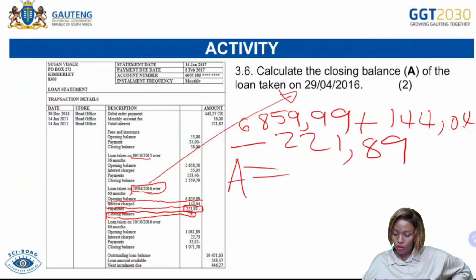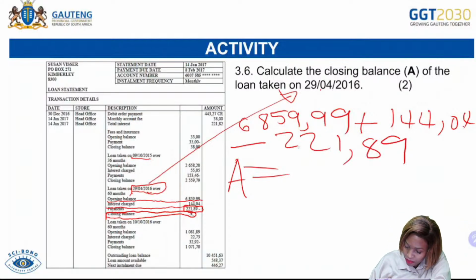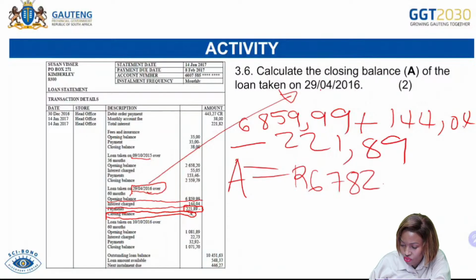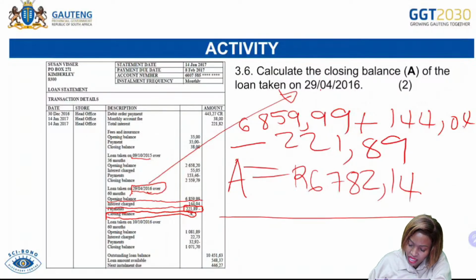Let us calculate the value of A. Use your calculators. It is 6,859.99 plus 144.04 minus 221.89, and the answer that I'm getting is 6,782.14. That is the value of A, which is the closing balance.